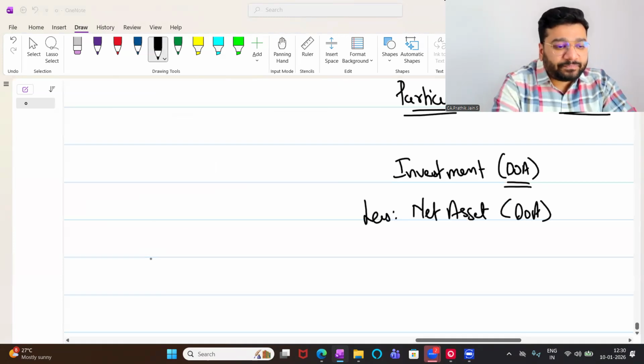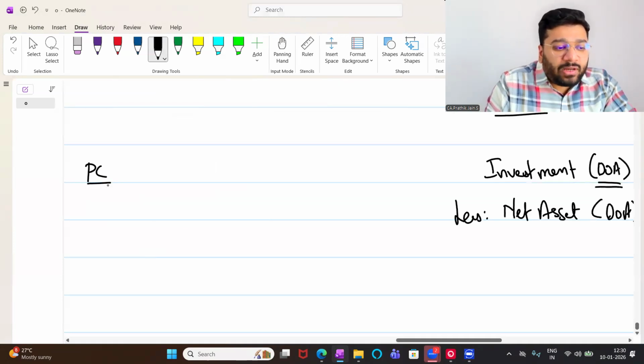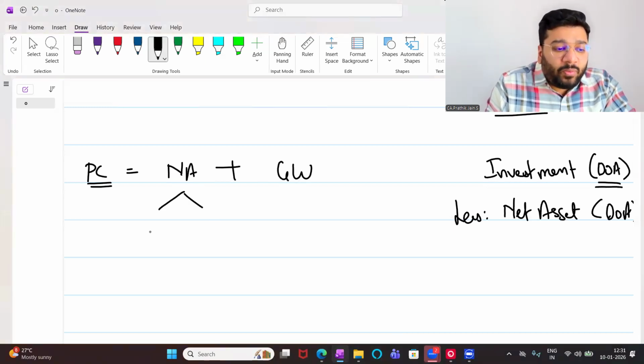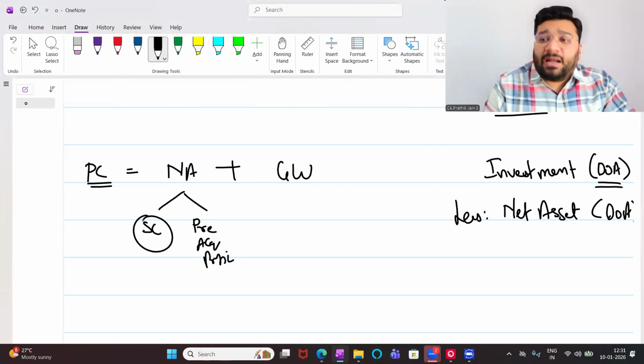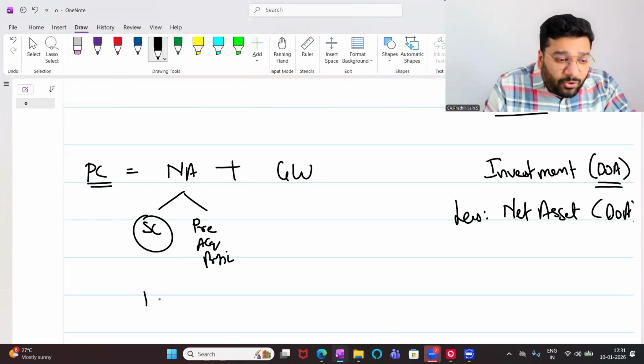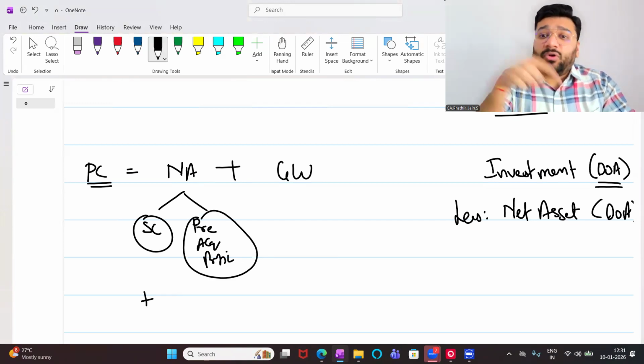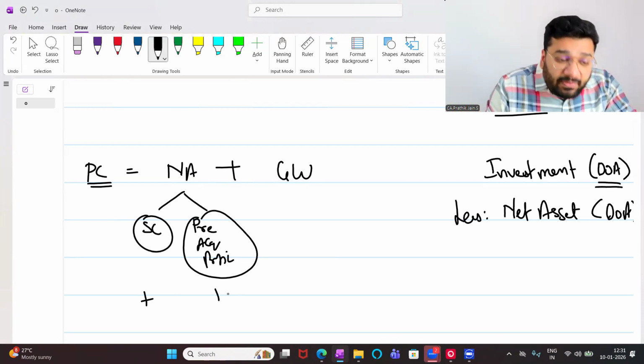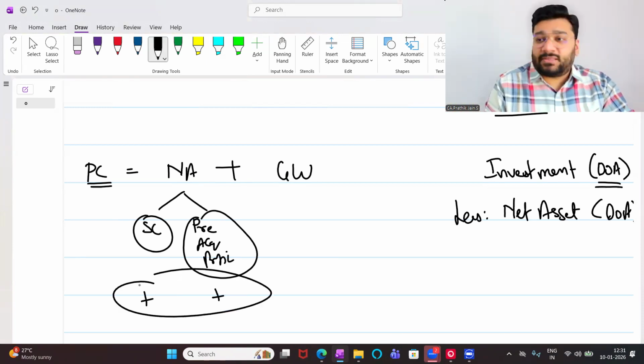Now understand. The old shareholder will ask this much money. What is this breakup? Net asset plus goodwill. Net asset has two breakups. One is share capital. Second is pre-acquisition profit. Share capital is that money which the old shareholder has actually paid from his pocket. So this he will ask for sure. Pre-acquisition profit is the money resulting out of his hard work, which he does not have. Who has it? Company. So that money also he will ask. These two, bare minimum, he'll ask.